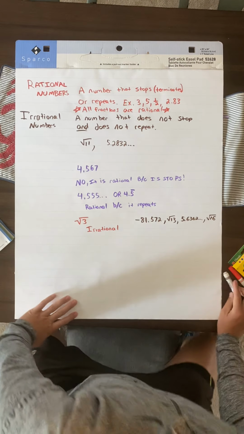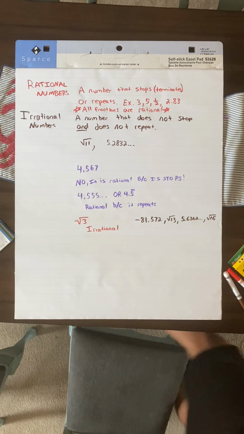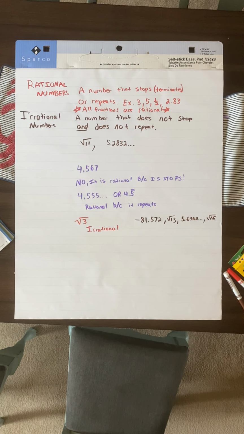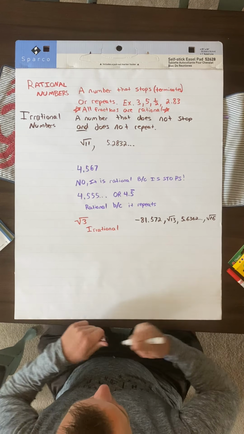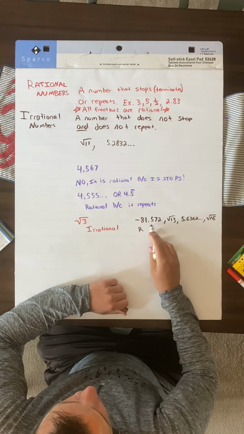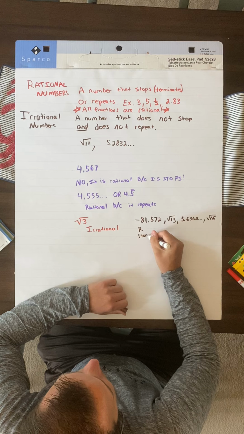Okay, go ahead and write those ones down and then classify those as rational or irrational numbers. Make sure we're able to explain why they are rational or irrational. Okay, for the first one, that's going to be rational. What does it do? It stops or terminates.